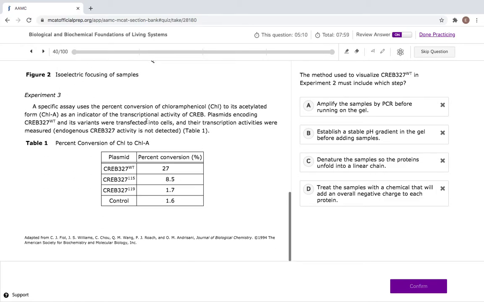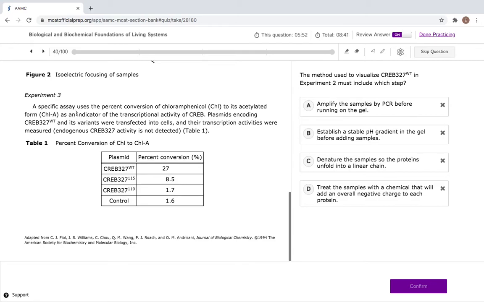Experiment 3. A specific assay uses the percent conversion of chloramphenicol, I butchered that, CHL, to its acetylated form CHLA as an indicator of the transcriptional activity of CREB. A little complicated here, but not really. When CHL gets acetylated, it's an indicator of the transcriptional activity of CREB. So when we're acetylated, we have transcriptional activity of CREB. So it's a good indicator.